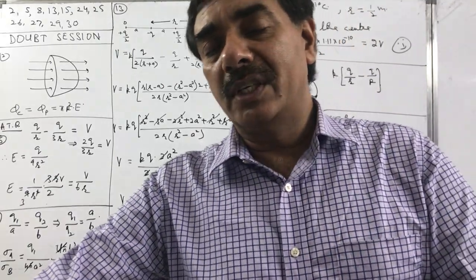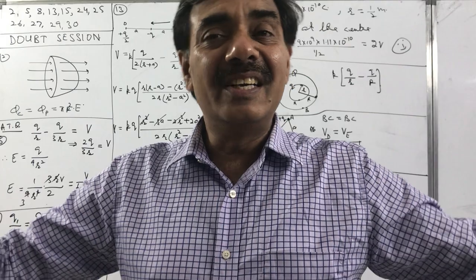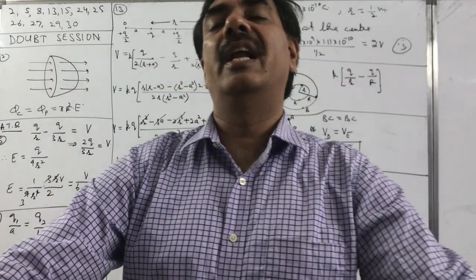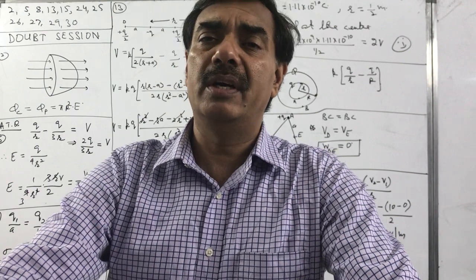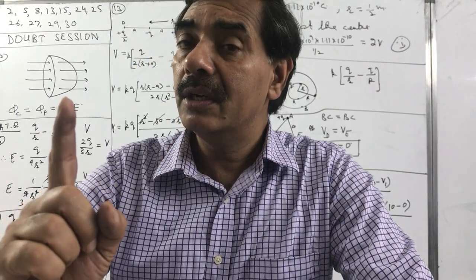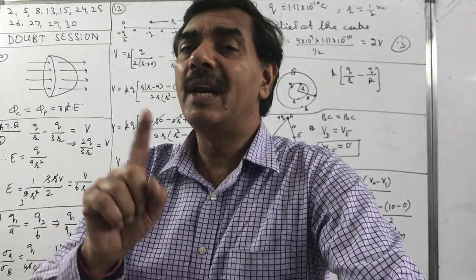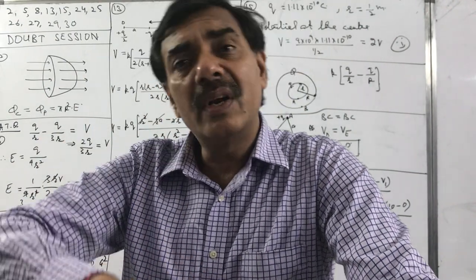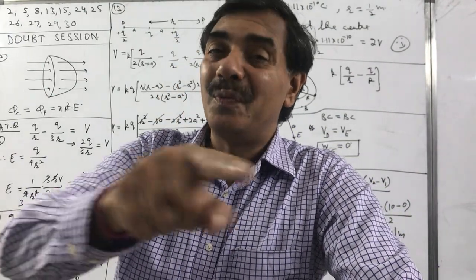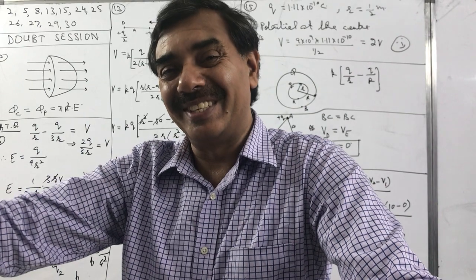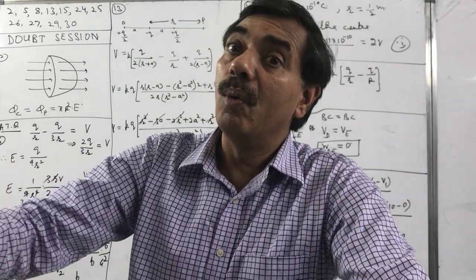The change of potential is the electric field. It is the rate of change of potential. Electric field at any point is given by the rate of change of potential at that point. If the electric field is constant, the rate of change of potential is constant. If the electric field is zero, the rate of change of potential is zero. The potential is constant.